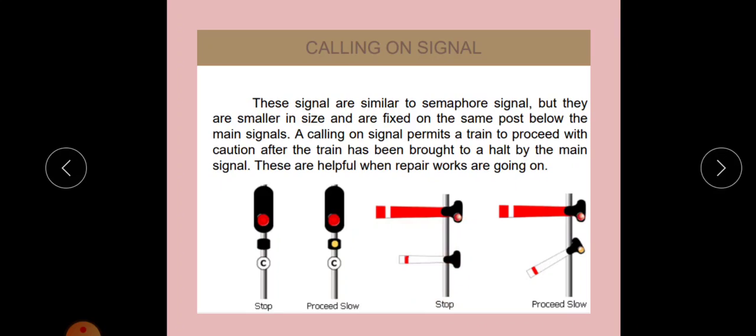That is, the train has halted at the main signal, and when it has to proceed, we are providing this calling on signal. That is, that the train has to proceed with caution is indicated by this calling on signal. If there is any repair work going on the track, we have to fix this calling on signal. That is, it indicates to the train that it has to proceed slowly. So it is actually indicating the repairing work on the railway track. That actually indicates caution. It's a type of caution signal. This is known as calling on signal. So these are some of the special type signals.